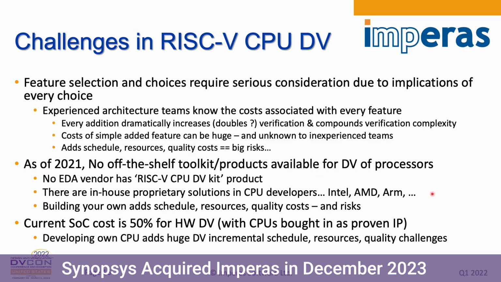And that's traditionally because it's all been done in-house proprietarily by the big processor vendors. Why would they share it? The quality of their processors is a very important part of their solution. So there's lots of in-house proprietary solutions, but you've got to get one. If you're going to build your own RISC-V processor, you've got to build a verification environment. And this is going to add a lot to the schedule, resources, costs and risks. And already, if you buy in a CPU, half of your overall SoC cost is in the verification of it. And now you've got the extra challenge of bringing in processor DV as well, so it's adding tremendously to the schedules that people have and the resources they need in building SoCs.